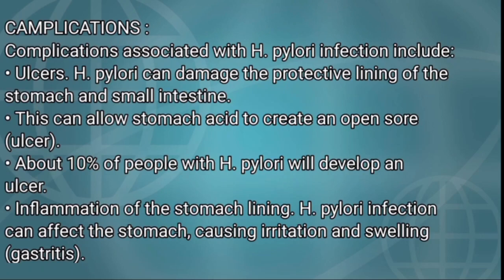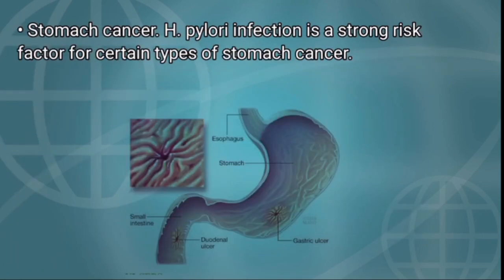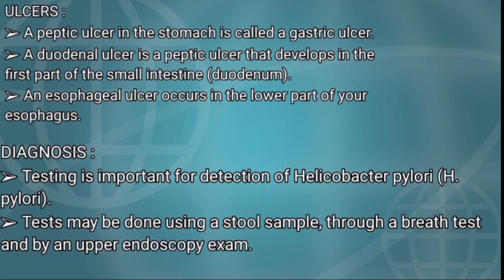That means gastritis. Stomach cancer. Helicobacter pylori infection is a strong risk factor for certain types of stomach cancer. Ulcer. A peptic ulcer in the stomach is called a gastric ulcer. A duodenal ulcer is a peptic ulcer that develops in the first part of the small intestine, that means the duodenum. An esophageal ulcer occurs in the lower part of our esophagus.